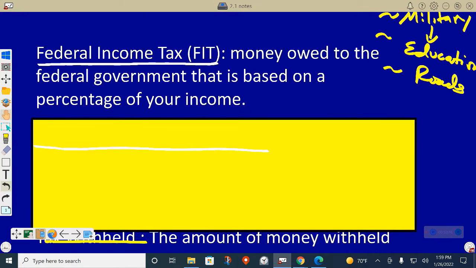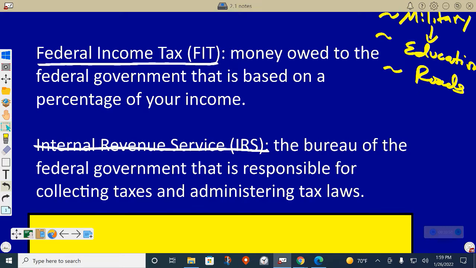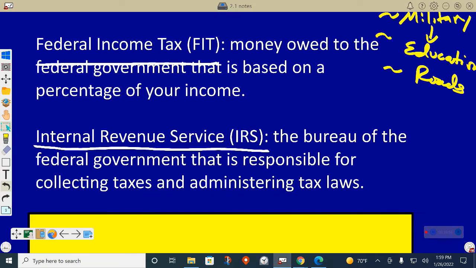Next word. The IRS, you've probably heard of that, the Internal Revenue Service, go and write that down. The bureau of the federal government that is responsible for collecting taxes and administering tax laws. So if you ever get mail from the IRS, don't ignore it, because they can jack you up. They can ruin your life.